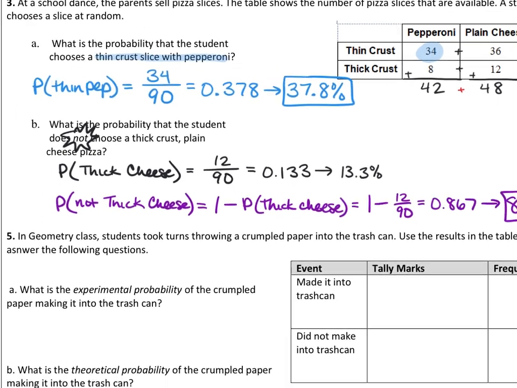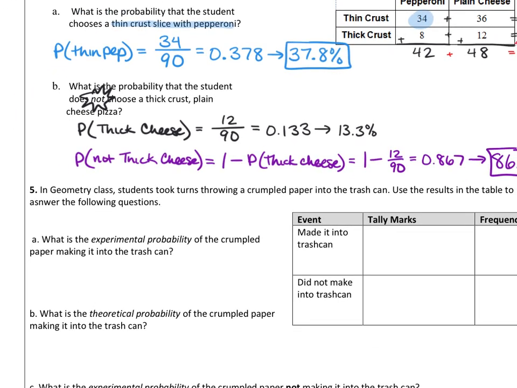You'll notice on the paper it says, in a geometry class, students took turns throwing crumpled paper into the trash can. We're going to use the results to run some experiments and find some experimental probabilities.